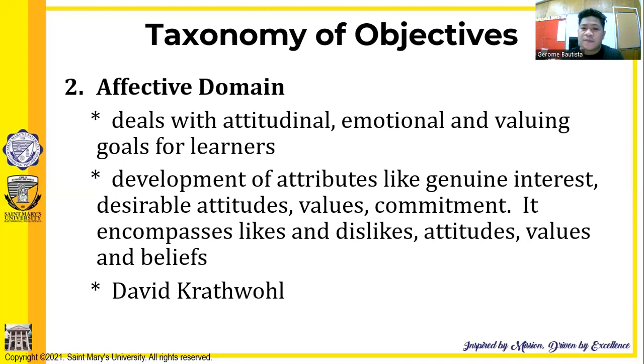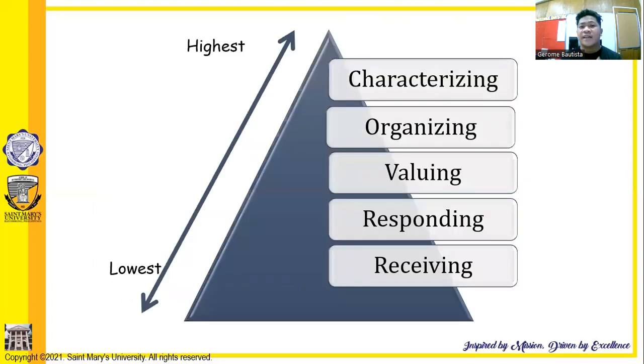So now, the taxonomy for the affective domain was developed by David Krathwohl. Again, who developed the taxonomy in the cognitive domain? It starts with letter B, that's Benjamin Bloom. Now for the affective domain, we have David Krathwohl. So we have here the levels of learning in the affective domain: receiving, responding, valuing, organizing, and characterizing.